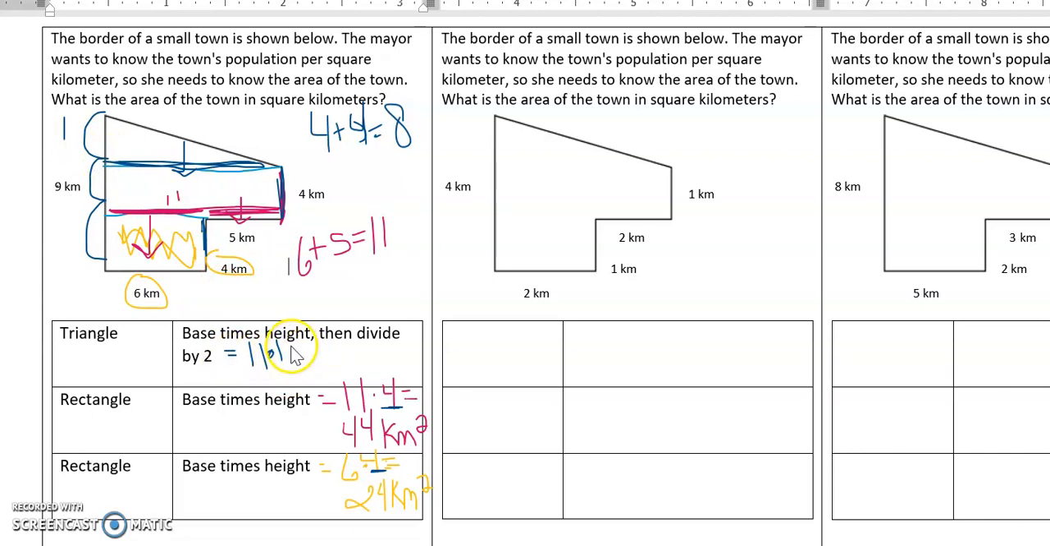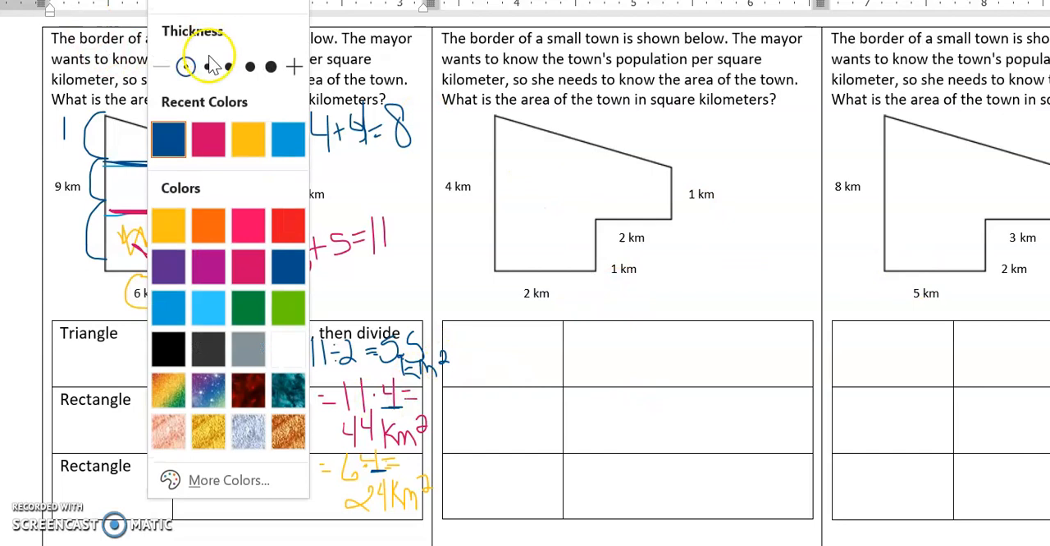11 times 1 is 11. 11 divided by 2. Miss Ellis, I can't divide an odd number by 2. Yes, you can. It would just be a decimal. Remember, half of 10 is 5. So half of 11 is 5.5 kilometers. And I accidentally wrote over the decimal. Kilometers squared.